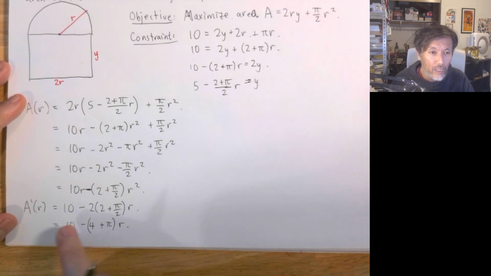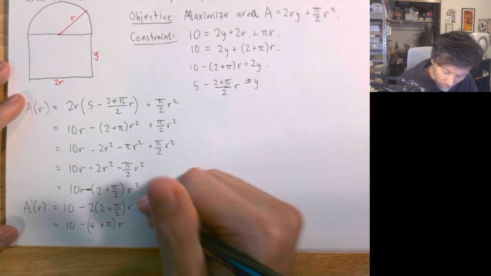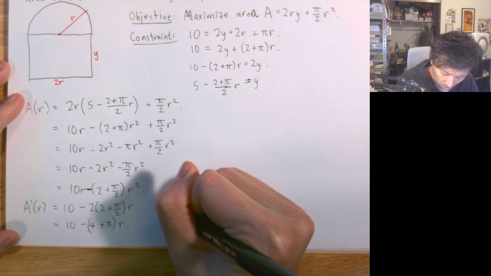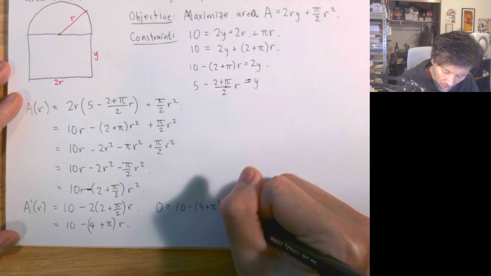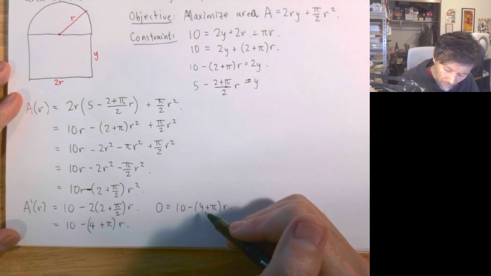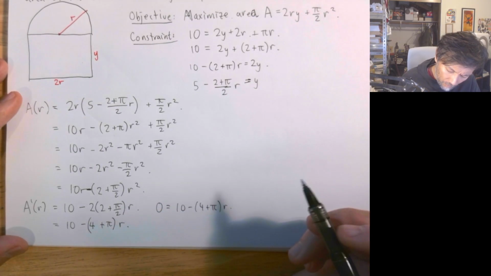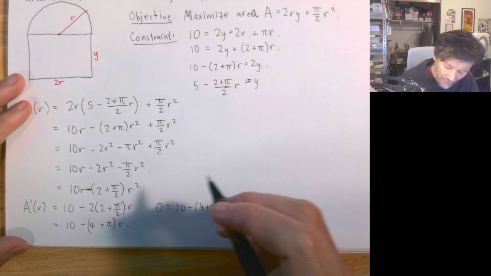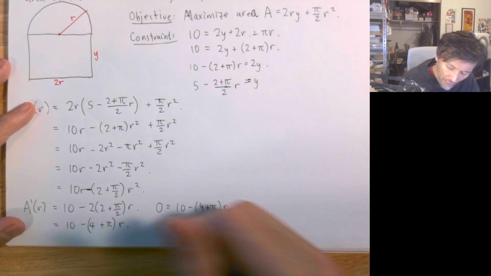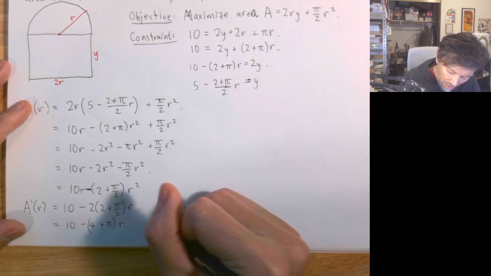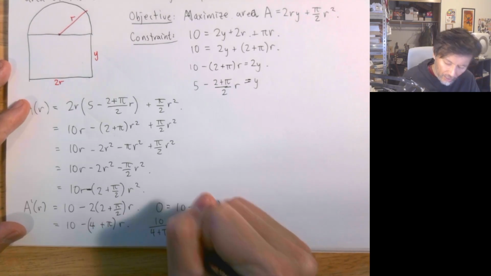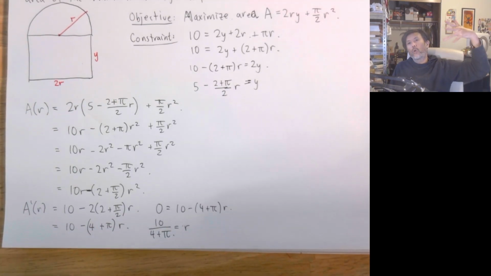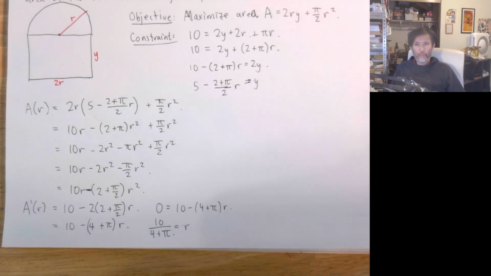And then we can figure out when it's 0. So we're going to solve 0 equals 10 minus (4 plus pi) times r. Subtract 10, divide by negative (4 plus pi), and we learn that r equals 10 divided by 4 plus pi. This is the critical point, the sole critical point for this problem.